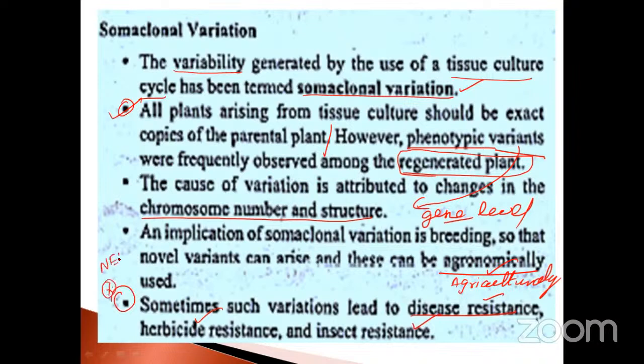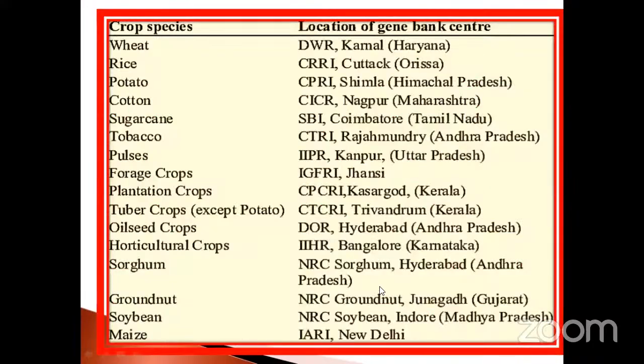What is somaclonal variation? How will it be utilized? What is the main aim of the variations? Sometimes such gene level variations lead to disease resistance, herbicide resistance, and also insect resistance. This is the ultimate aim. Okay, my dear, this is very, very important. So what is the next one? Already we discussed crops and species, and there are so many gene banks also. Sometimes they ask questions from this point. Don't forget, my dear, this is very, very important.